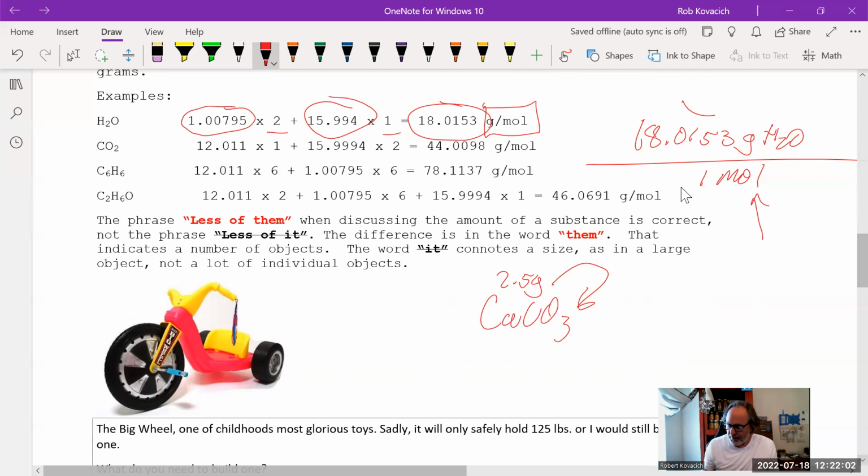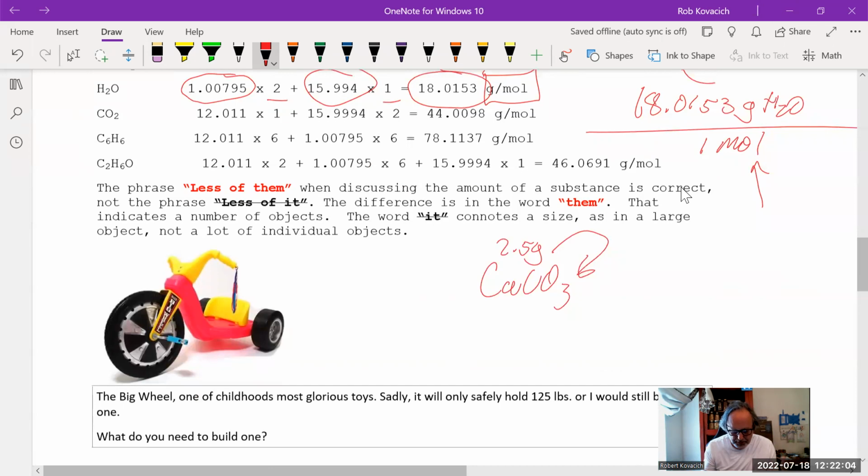It's because chemistry works in the same way that building this big wheel would. All right, so big wheels, super fun. Sadly, they only hold 125 pounds, so they're useless to me now. But if you were to build one of these, what would you need?